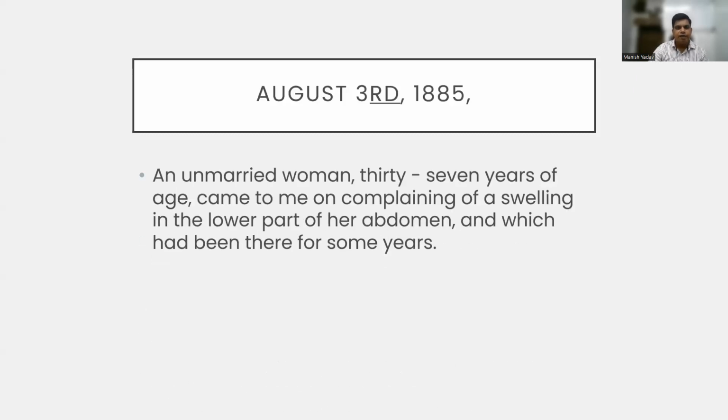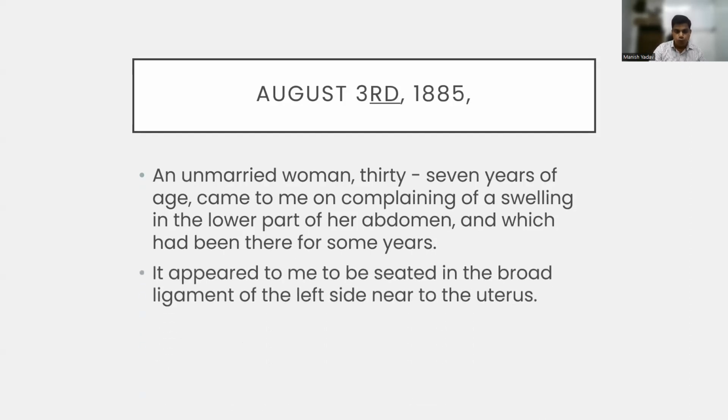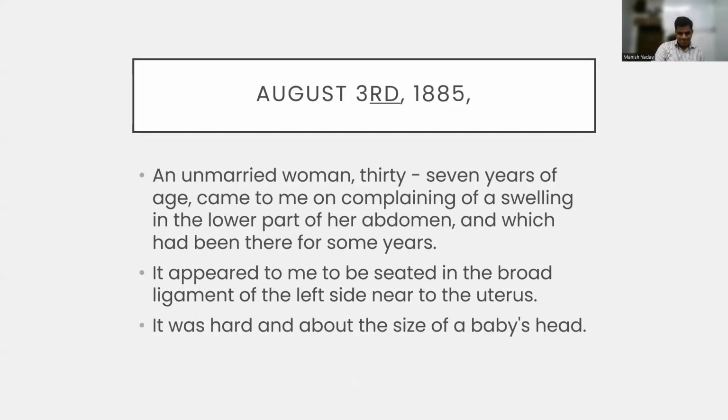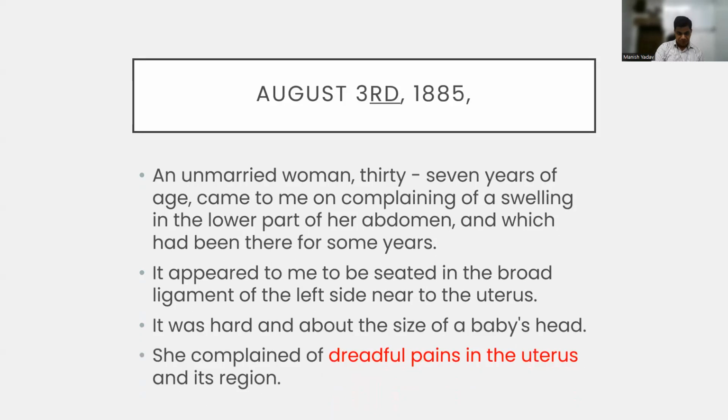August 3rd, 1885, an unmarried woman, 37 years of age, came to me complaining of a swelling in the lower part of her abdomen, which had been there for some years. It appeared to me to be seated in the broad ligament of the left side near the uterus. It was hard and about the size of a baby's head. She complained of dreadful pains in the uterus and its region.